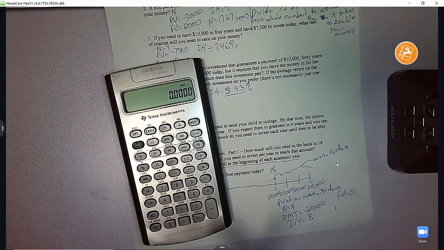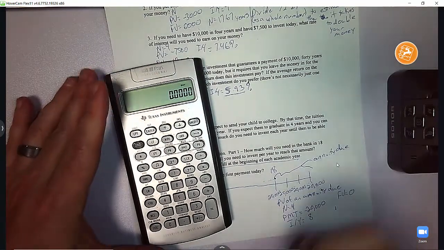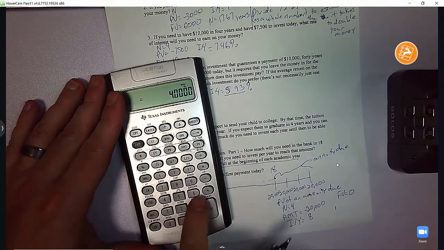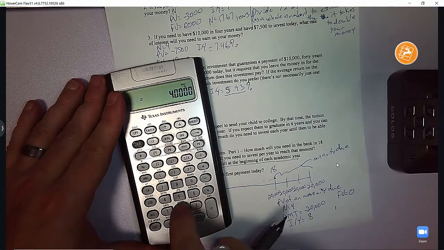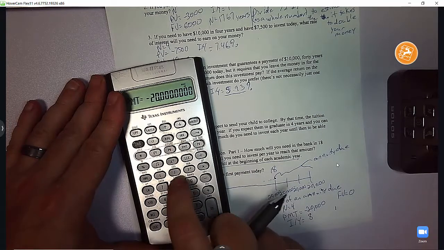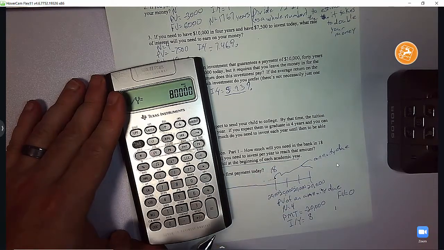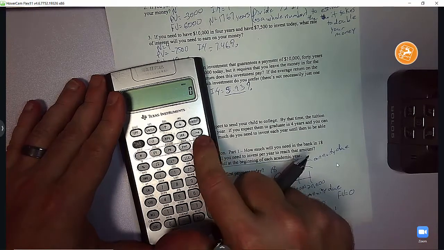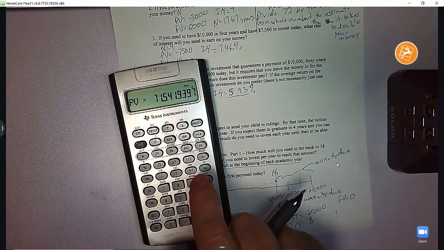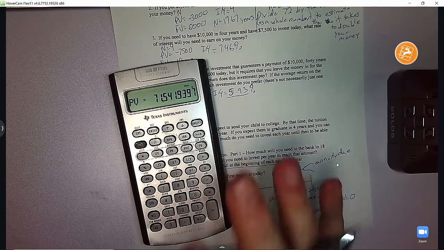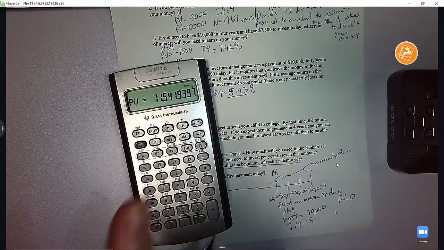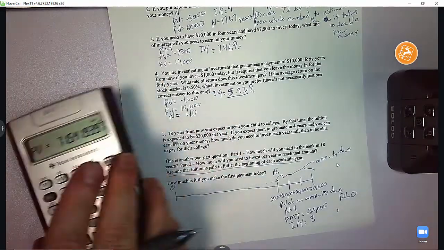So now I need to figure out my present value. So in my calculator, I'm going to put in N is 4, negative 20,000 is my payment, 8% is my interest, my future value is 0, and now I'm going to calculate my present value, and for that I get $71,541.94. So what that means is at the end of 18 years, I need to have that amount of money in that account in order to make those 4 $20,000 payments.